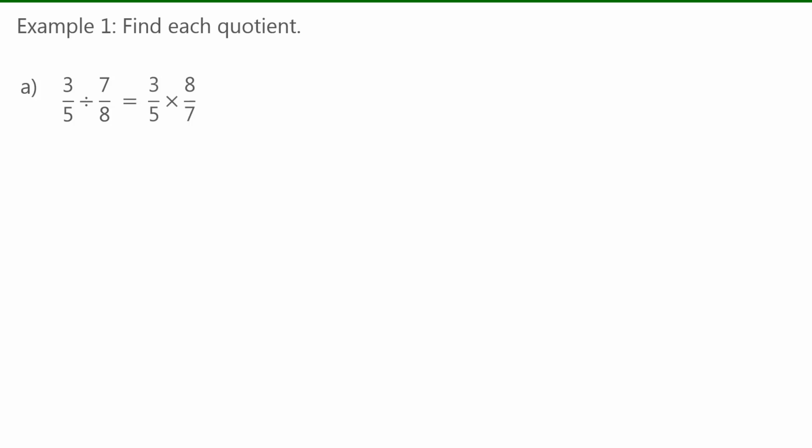So I multiply my numerators. So 3 times 8 will give me 24. And then multiply my denominators. So 5 times 7 is 35. That cannot be reduced. That is in simplest form.